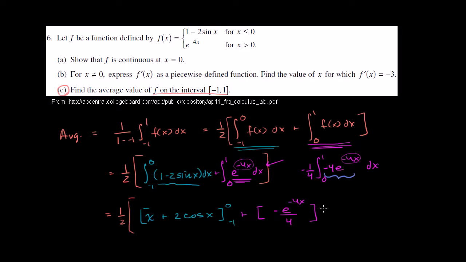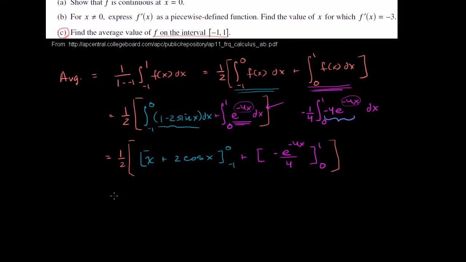So then we're going to evaluate it at 1 and at 0. Evaluate it at 1 and at 0. And then we want to close the brackets. And so what do we have here? This is equal to 1/2. Once again, open the brackets. If you evaluate all of this at 0, you get 0 plus 2 cosine of 0. Cosine of 0 is 1. So you just get a 2 when you evaluate it at the 0.